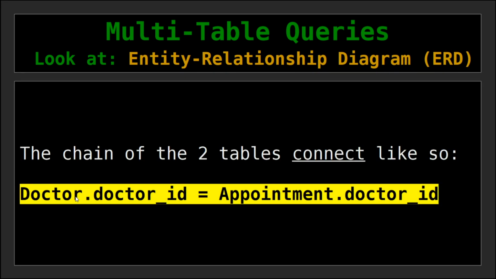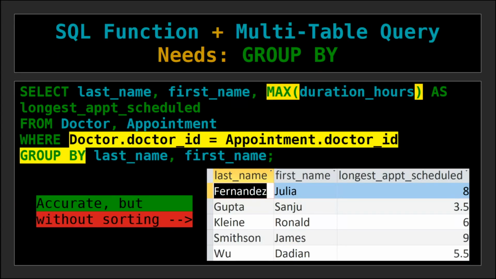Like I just mentioned, doctor.doctorID is equal to appointment.doctorID. Now, look at this awesome looking code going on here. Remember how I was trying to explain the setup some slides ago, when we're doing something a little more advanced, such as an SQL function, and at the same time we want to do a multi-table query. Like we want to find the biggest scheduled appointment time. We're going to be using this max thing because for each doctor, we just want to know what was the biggest scheduled appointment that they had.